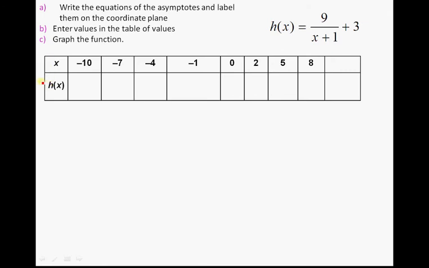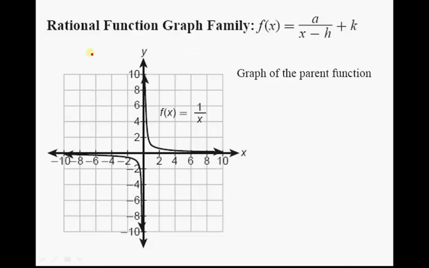We'll take a look at this later, but let's first look at writing the equations of the asymptotes and label them on the coordinate plane. Before we do that, I want to do a little bit of review about asymptotes. And so let's just take a look at the rational function graph family, and so you can get a basic understanding of how these behave, what the graphs look like.